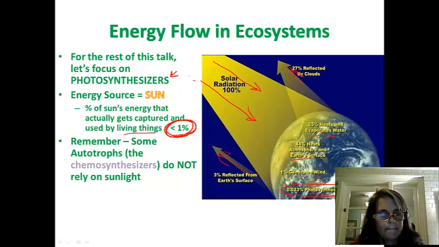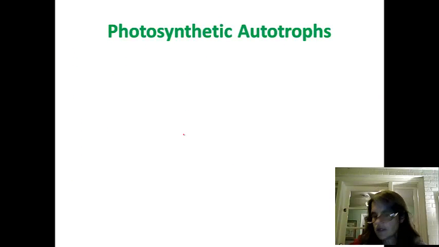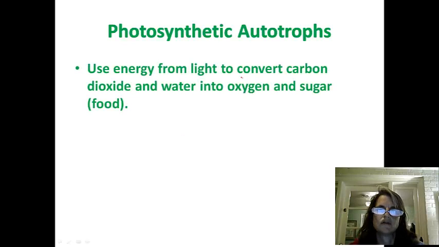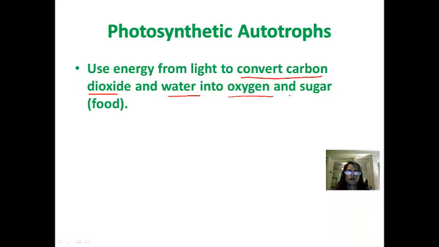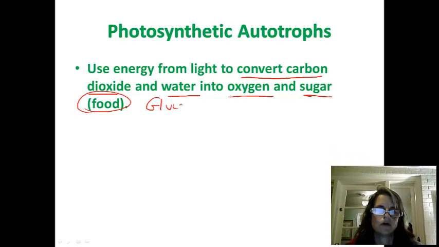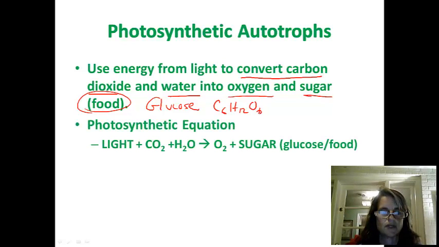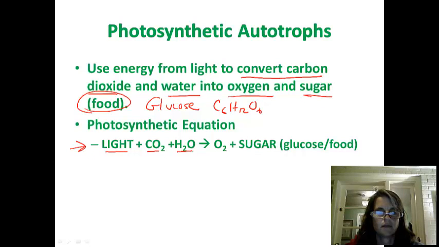Okay, now remember, of course, that some of those autotrophs, those chemosynthesizers, don't need sunlight, but that's not what we're talking about here. All right, photosynthetic autotrophs then use energy from light to convert carbon dioxide and water into oxygen and sugar, or food, or glucose, or C6H12O6, or whatever you want to call it. We can use all of those terms interchangeably. You need to know this equation. Light plus carbon dioxide plus water is going to yield, or give us, that's what that arrow means, oxygen plus sugar. That's the glucose, the food, the C6H12O6. That's the important thing that the plant is trying to make.